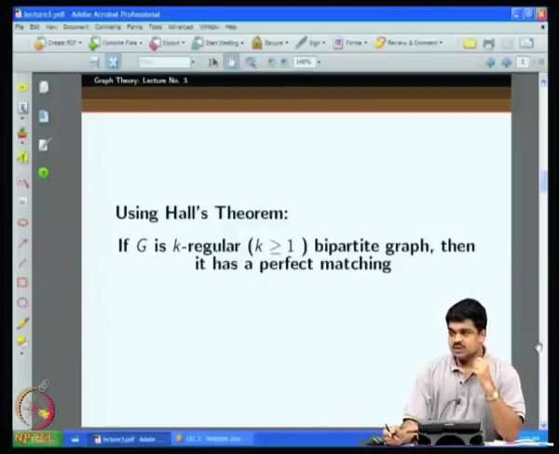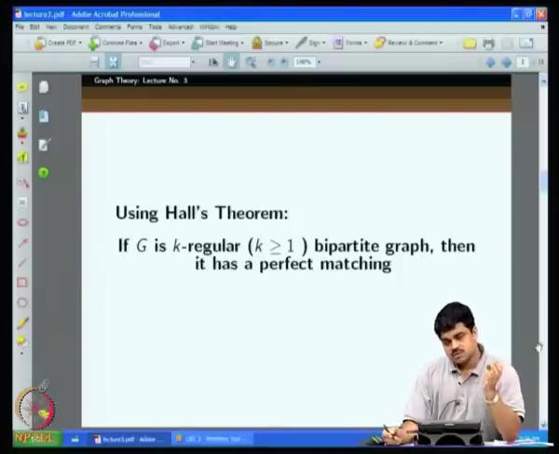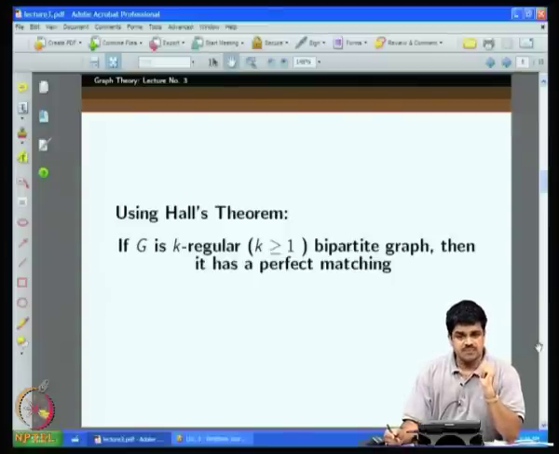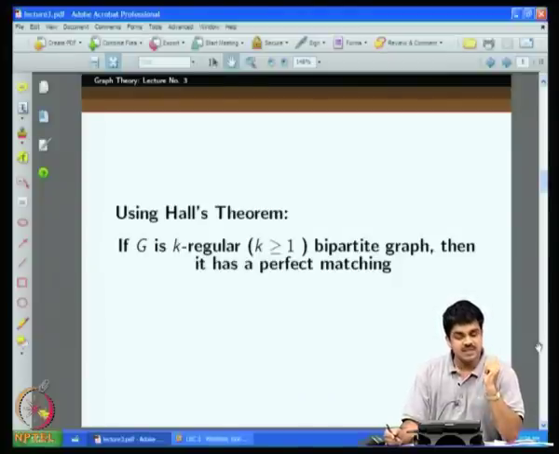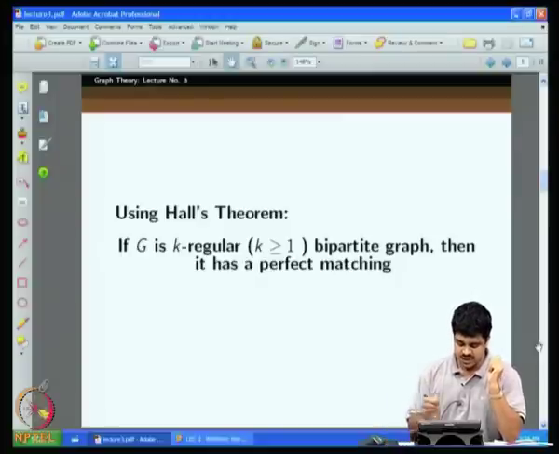For instance, when it comes to checking whether the Hall's condition is true or not, we need to verify each subset of the A side; as I mentioned, there are 2 to the power cardinality of A subsets. All of them must satisfy the Hall's condition, that means the neighborhood is greater than or equal to the cardinality of the subset. But that is a tedious job. Of course, in some special cases, we can immediately see that the bipartite graph will satisfy the Hall's condition. For instance, one such case is when the bipartite graph is k regular.